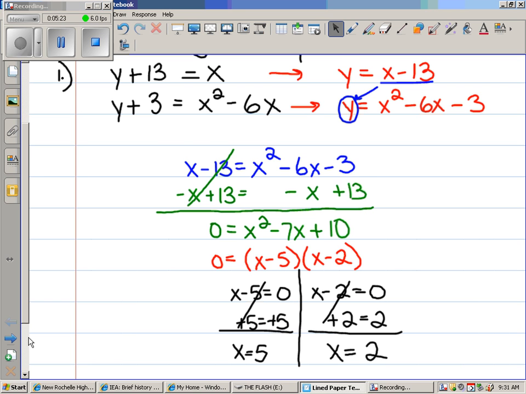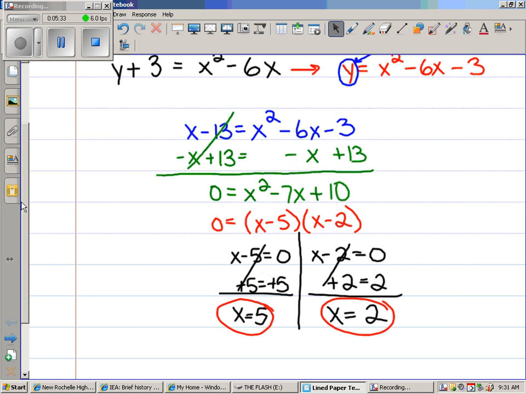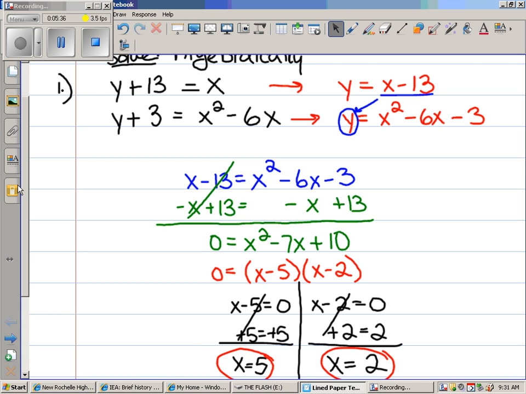So we have the two x values, right? Nice. There they are. But we need to find the y value that goes specifically with each one of those x's. So here you have a choice. You can either plug it back into this equation, or you can plug it back into that equation. Which one do you think I would do?